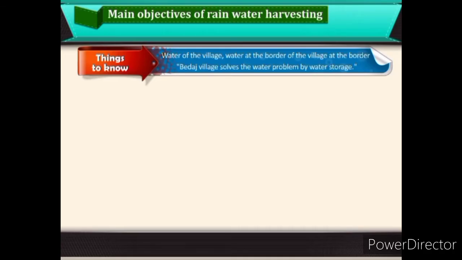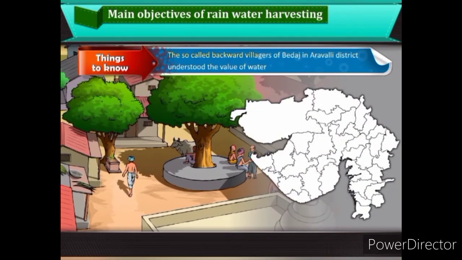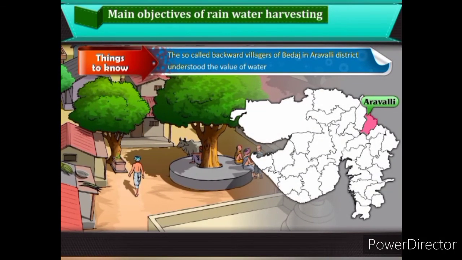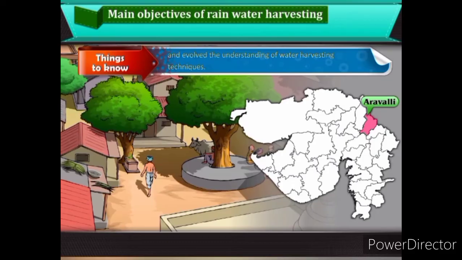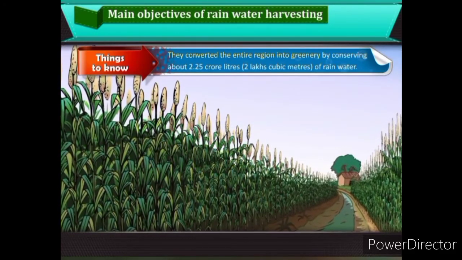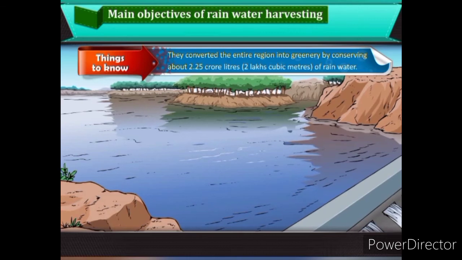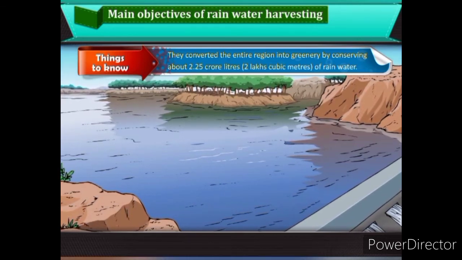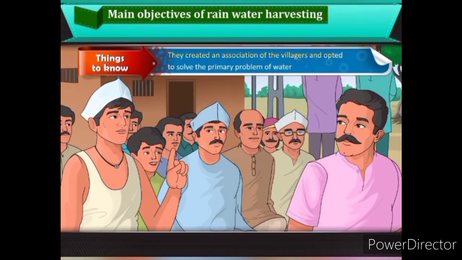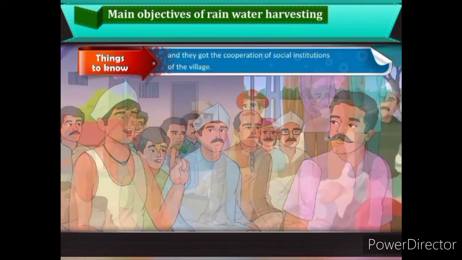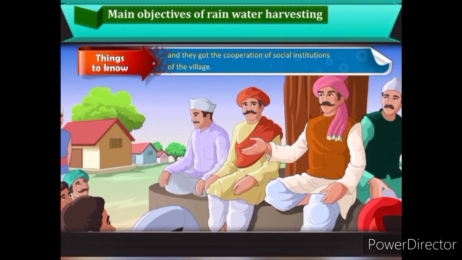Things to know. Water of the village, water at the border of the village: Bidaj village solves the water problem by water storage. The so-called backward villagers of Bidaj in Aravali district understood the value of water and evolved the understanding of water harvesting techniques. They converted the entire region into greenery by conserving about 2.25 crore liters or 2 lakh cubic meters of rainwater. They created an association of the villagers and opted to solve the primary problem of water, and they got the cooperation of social institutions of the village.